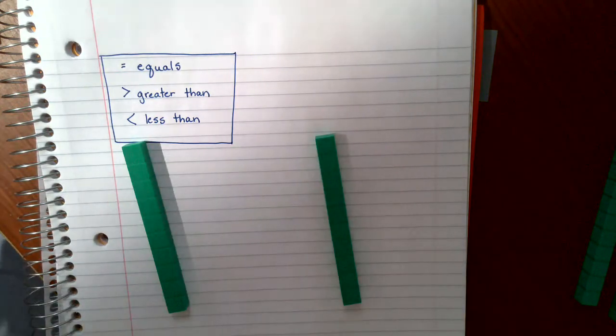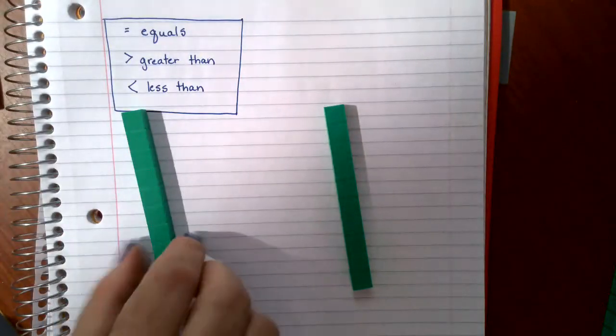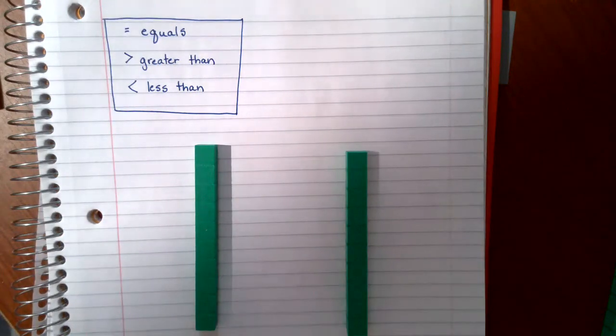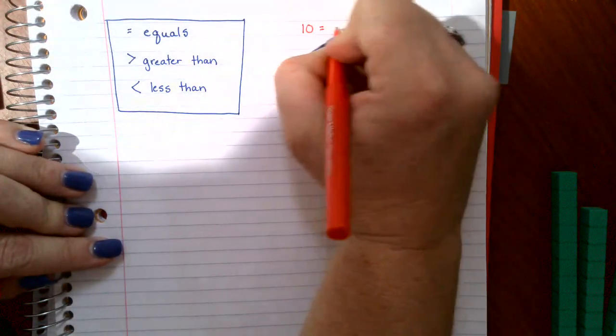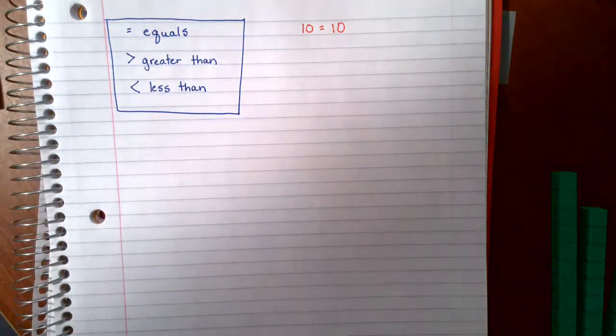So, we use these symbols to compare numbers. The equal sign shows a value that is equal to another number. For instance, if I have two rods, I can say 10 is equal to 10. So that's how we would use the equal sign, is when we have two values that are exactly the same, we can say that they are equal. 10 is equal to 10.